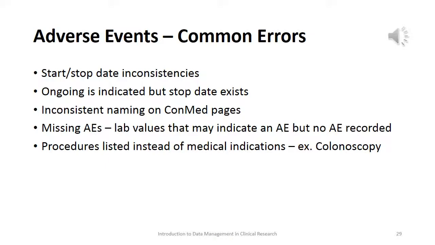We also may have some inconsistent naming if we've got the same names or similar names appearing on the concomitant medication page. So we want to make sure that those names are consistent. We may have missing adverse events. We may have lab values that indicate an AE, but then the site did not record an adverse event. Sometimes a lot of monitors miss these because they don't carefully review that lab report the way perhaps they should, and they might miss an adverse event.